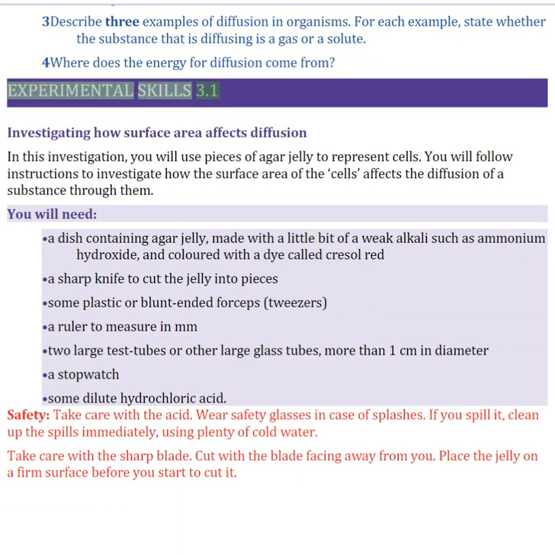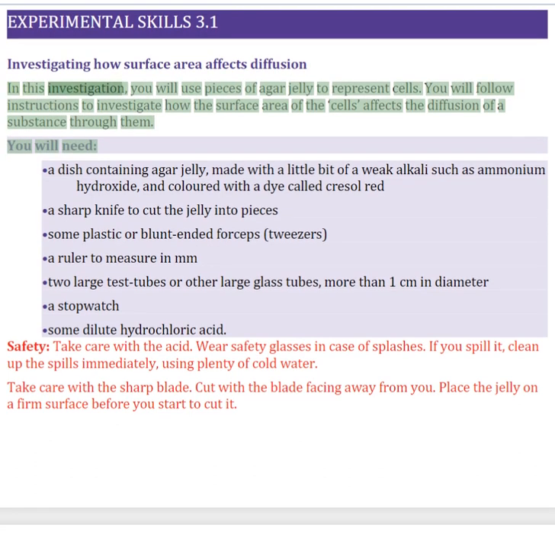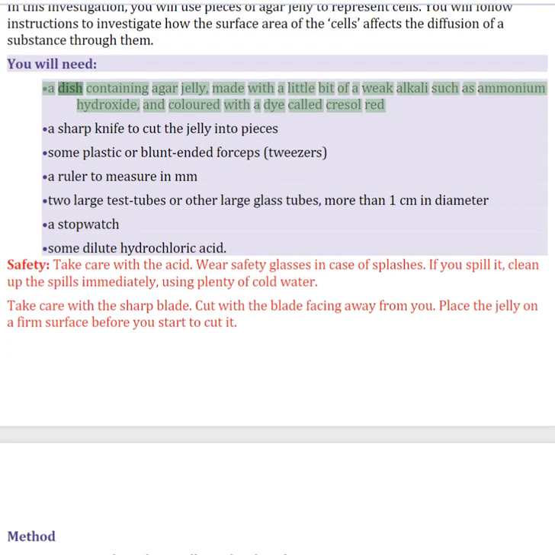Experimental skills 3.1. Investigating how surface area affects diffusion. In this investigation, you will use pieces of agar jelly to represent cells. You will follow instructions to investigate how the surface area of the cells affects the diffusion of a substance through them. You will need a dish containing agar jelly, made with a little bit of a weak alkali such as ammonium hydroxide, and colored with a dye called cresol red.